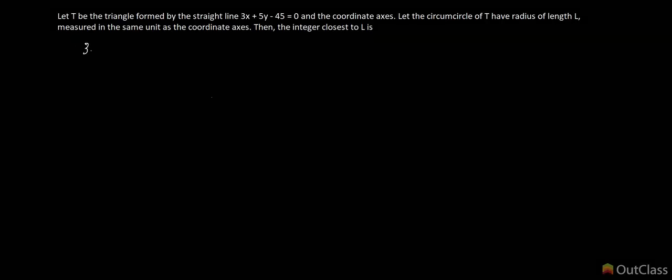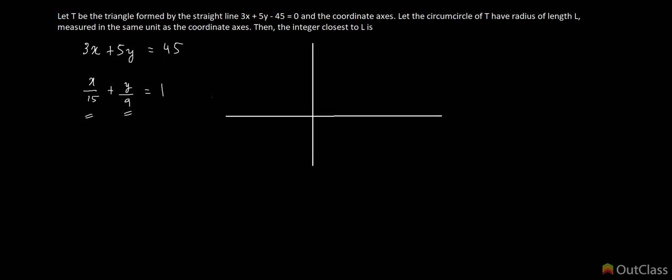So the given equation can be rewritten as 3x plus 5y is equal to 45. Dividing throughout by 45, you will get x by 15 plus y by 9 is equal to 1. This is in the two intercept form, and we have an x-intercept of 15 and a y-intercept of 9. This will look like this. You have the y-axis, the x-axis, the x-intercept of 15 and the y-intercept of 9, and your triangle is here.